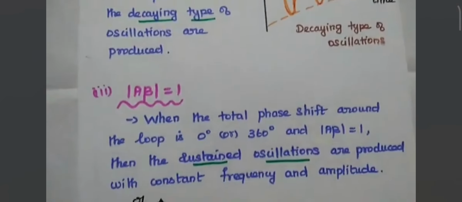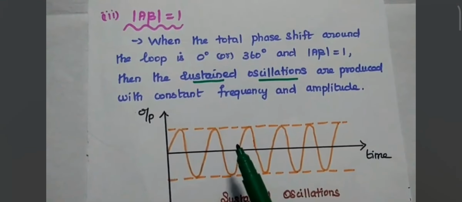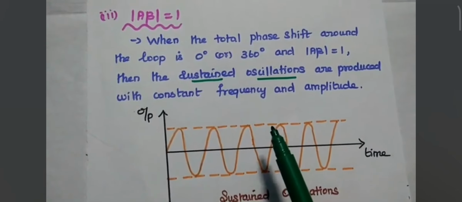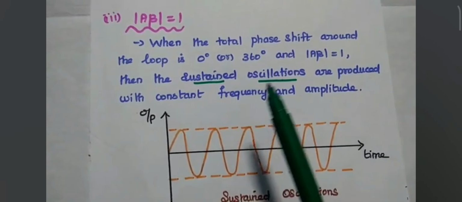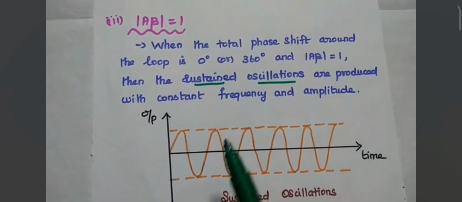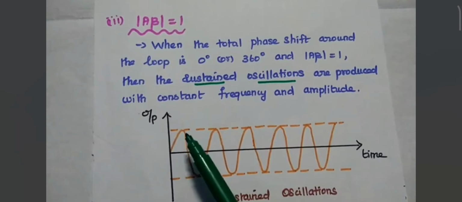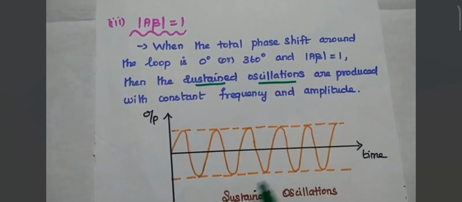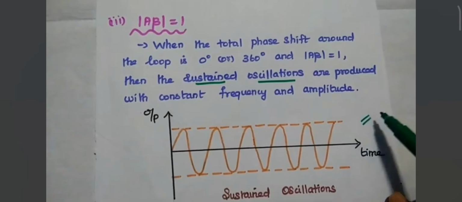Then the last one, if A beta is equal to 1, that is the exact condition of Barkhausen criterion. So when the total phase shift around the loop is 0 degree or 360 degree and A beta is equal to 1, then the sustained oscillations are produced with constant frequency and constant amplitude. So this is what we require for signal generation.